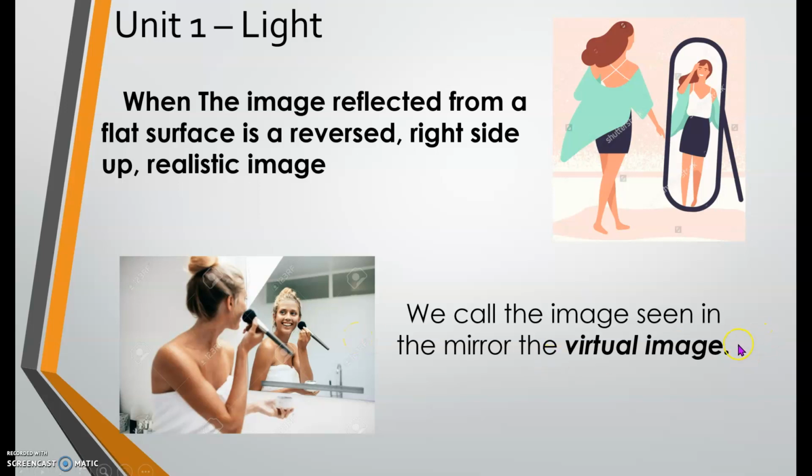Now repeat after me. We call the image seen in the mirror the virtual image. Very good. So what we see in the mirror, the image we see here, is called virtual image. We call it virtual image because it cannot be projected onto a screen. What we see in the mirror is the direct reflection by the opposite side or behind the mirror.